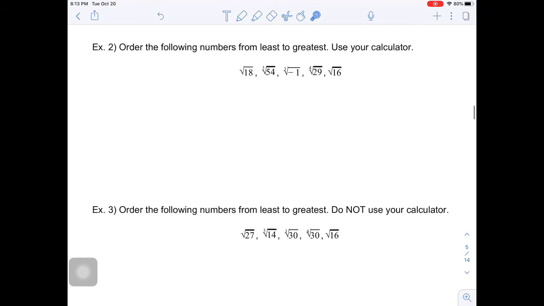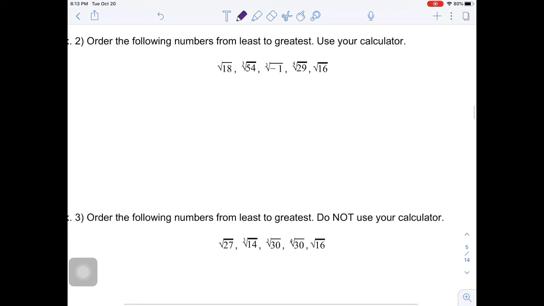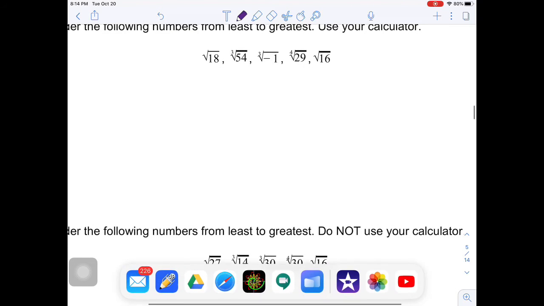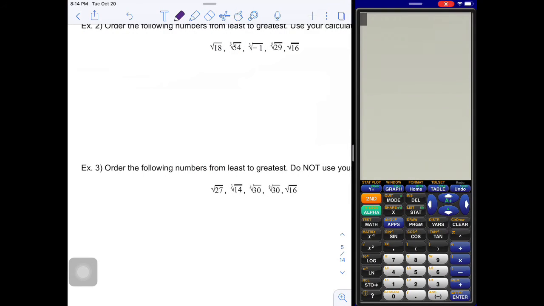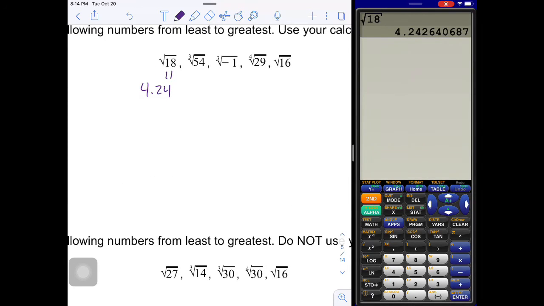So order the following numbers from least to greatest and use your calculator. Okay, this one shouldn't be too hard. So here, the square root of 18, let's pull out our calculator and figure out what the square root of 18 is. Square rooting is pretty easy. You're just going to press second, square root, 18. So this equals 4.24, and I'm going to round it. It looks like it's an irrational number because it goes on forever.